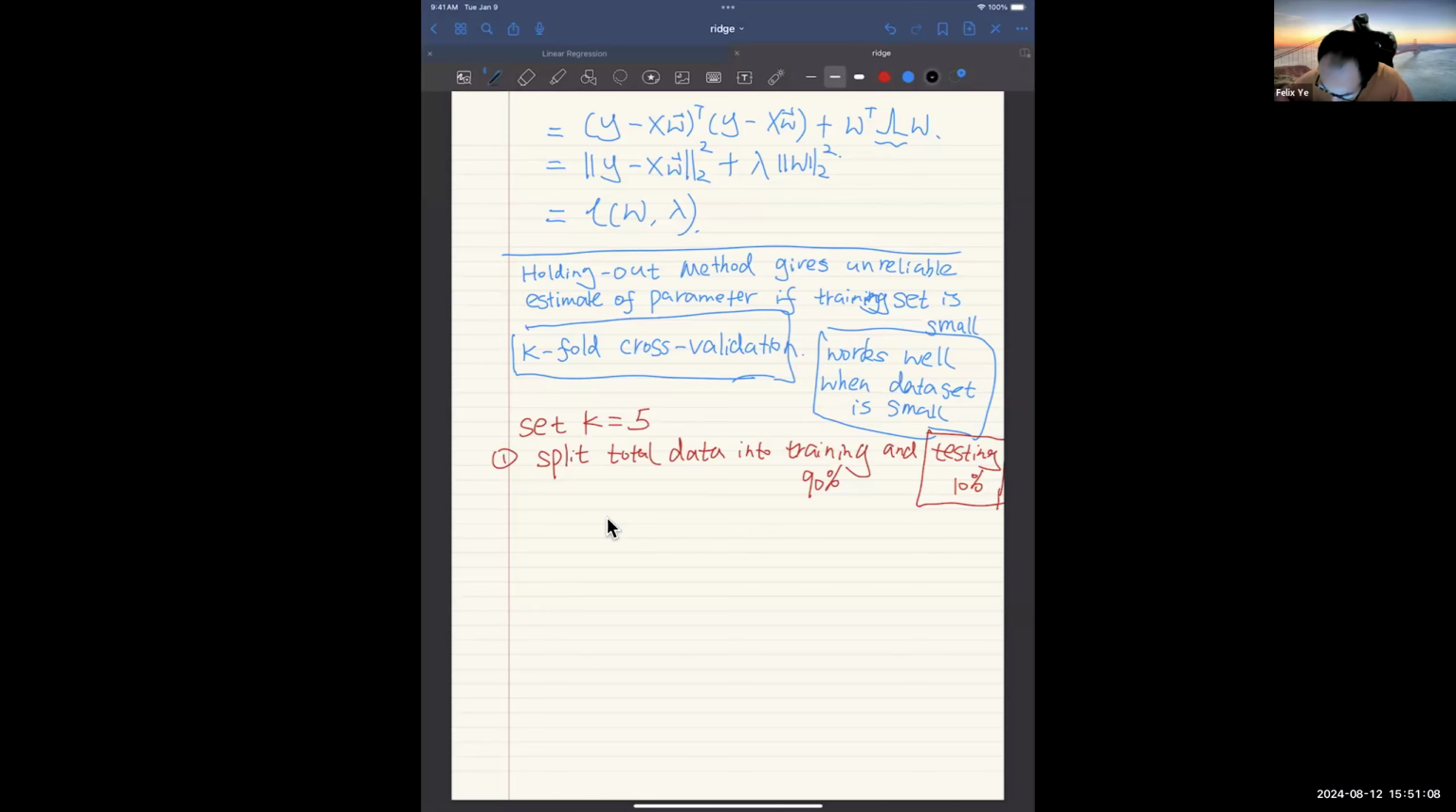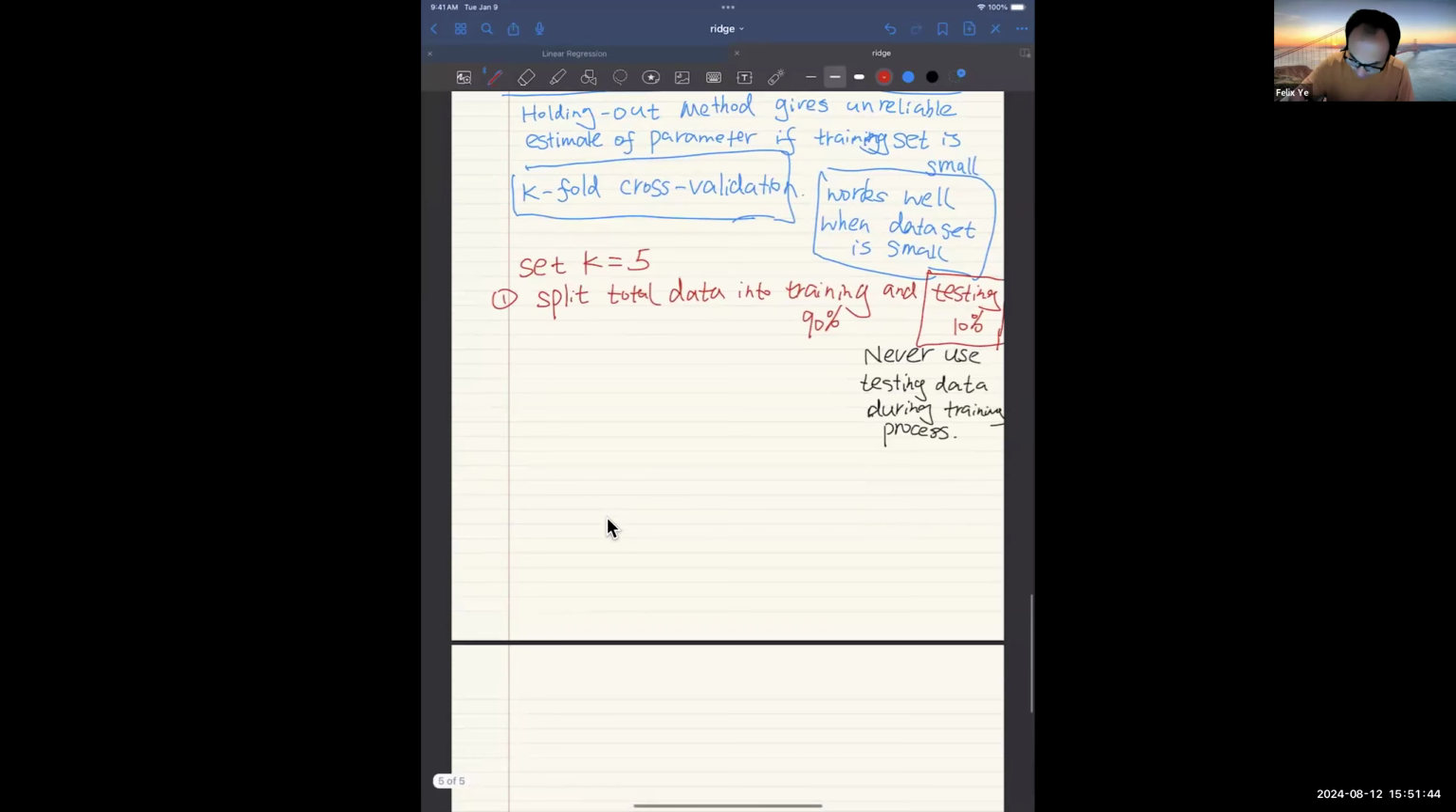So key: never use testing data during the training process. Otherwise, you will be cheating. This is clear cheating and the problem right here. So always remember, never use the testing data set during the training process.